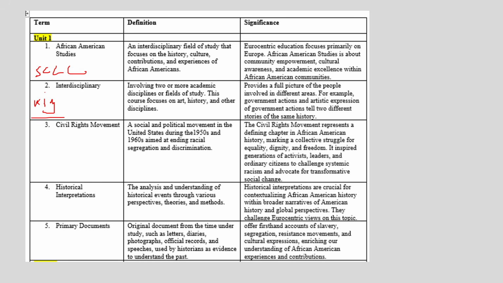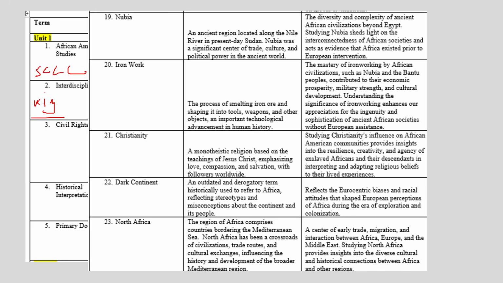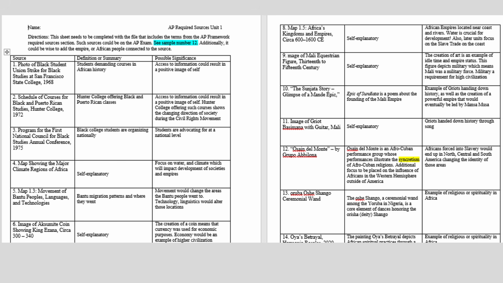So this chart right here is Unit 1, going through the CED for the AP African American Studies course description. Basically what I did was I isolated all of the important terms. I've defined them and provided the significance, that argument of Africa being the dark continent, and the long-term significance of this being a term that leads to Eurocentric biased views.